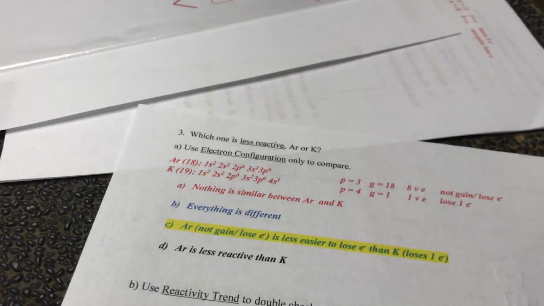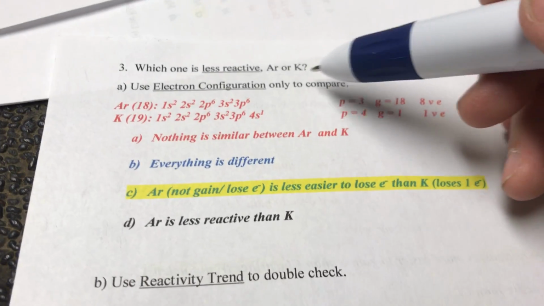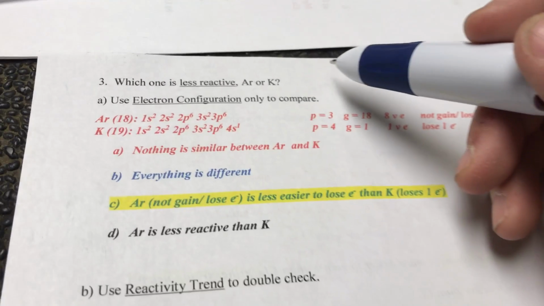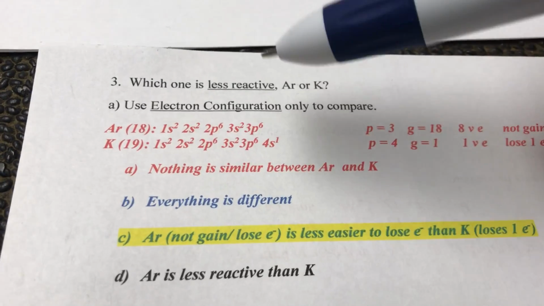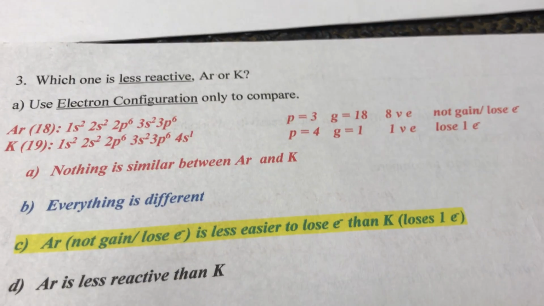On the back. Now, number 3, which one is less reactive, Ar and K? Now, Ar is a noble gas. Okay, so we first do the same thing. We write down electron configuration. We write down the period, group number, valence electron.